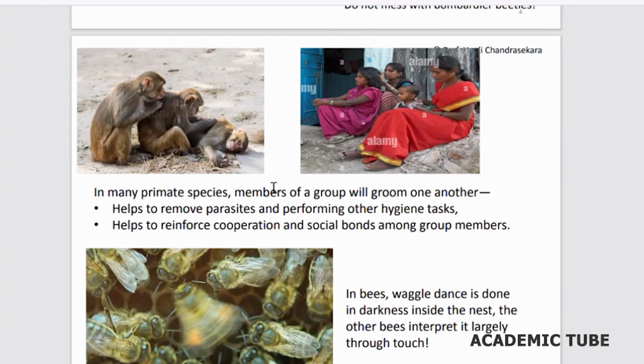areas in the country. Now this photograph I downloaded from the internet is from India. You see, this girl searches for head lice in another person. The mother is touching the baby. Now, in addition to giving this kind of touch, it also helps to maintain the hygiene of these animals, right?